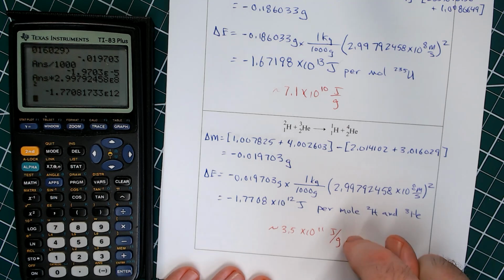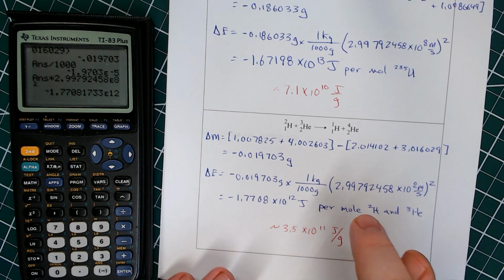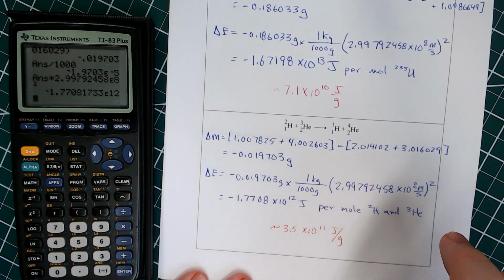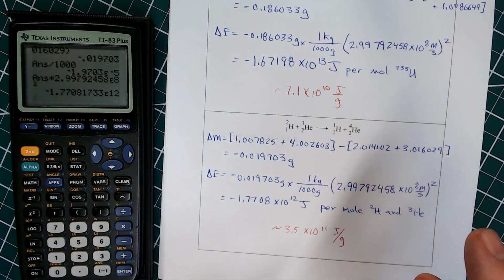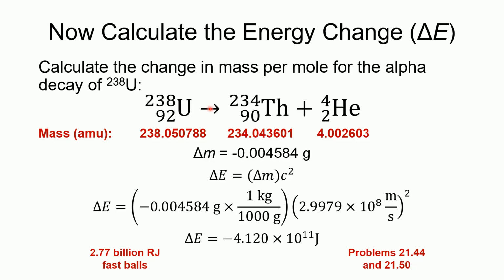And so fusion reactions give off more energy per gram, per nucleon, if you want to think of it that way, than fission reactions. However, fission reactions, those are the ones that we are more accustomed to. So, all right, I'm going to go back to our presentation here.